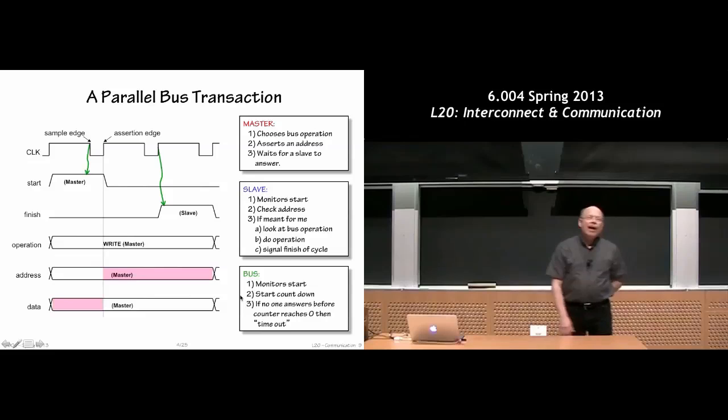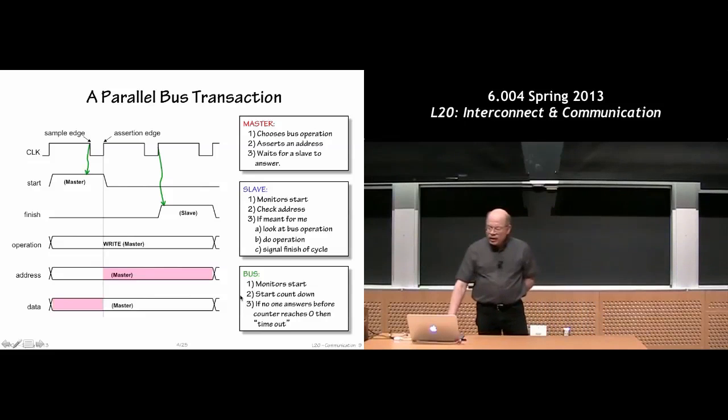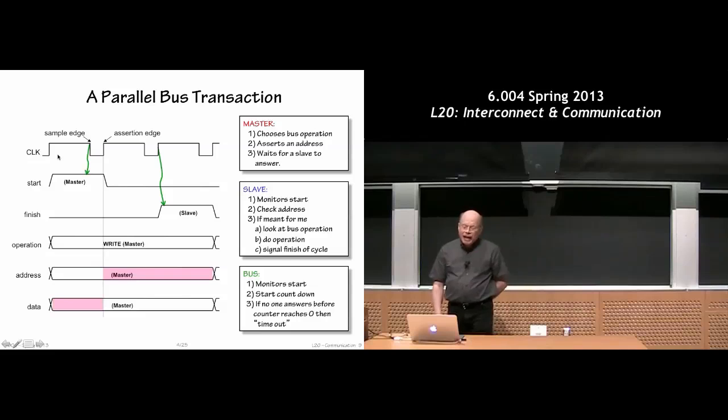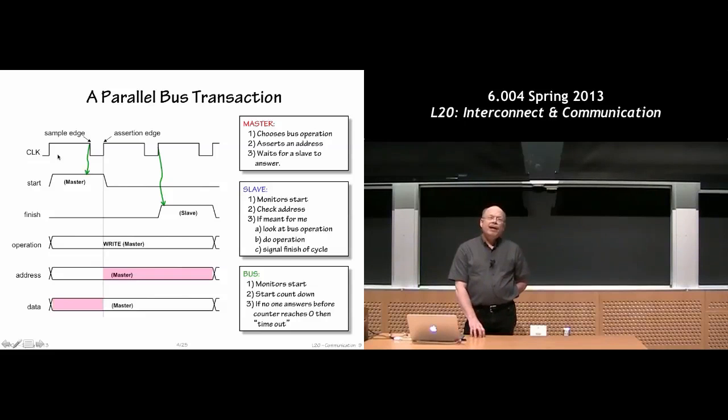So that would be one way in which the master could distinguish between a transaction that was taking a long time and a transaction that had failed because of a missing thing. So the bus sometimes had its own role to play, a little bit of its own logic. So this worked pretty well in an era in which the bus transactions could be 100 nanoseconds or 50 nanoseconds.